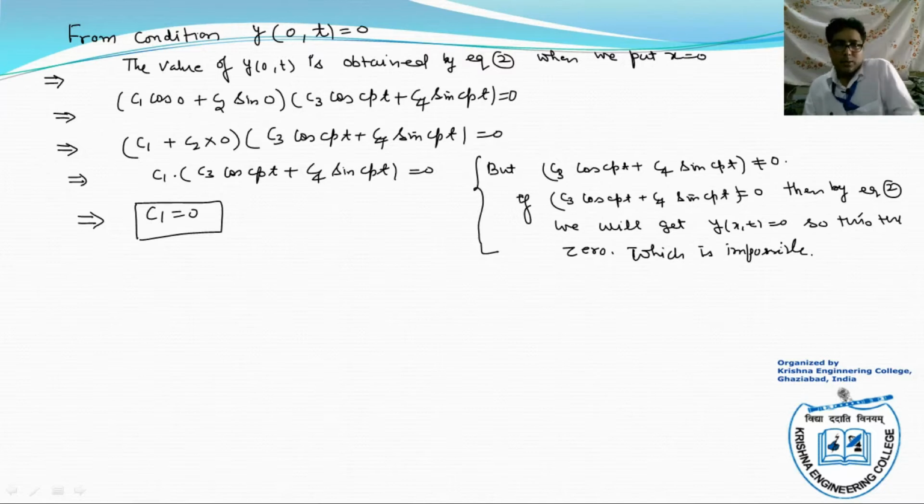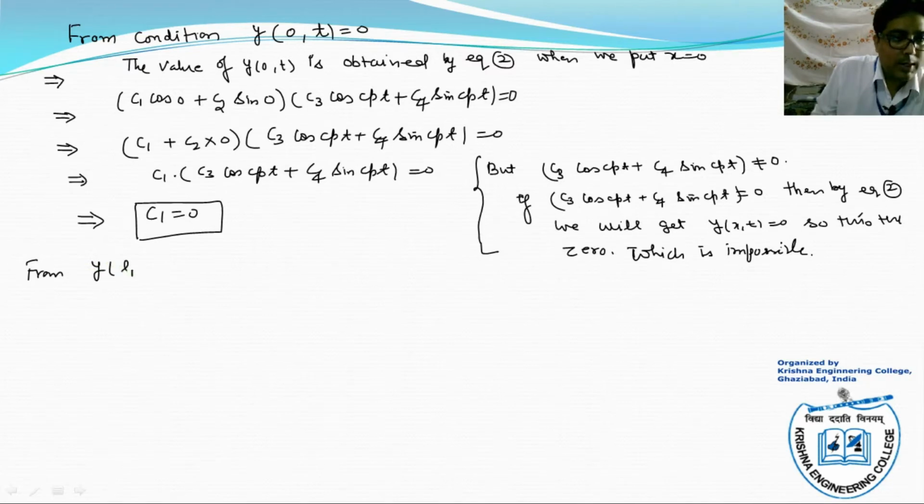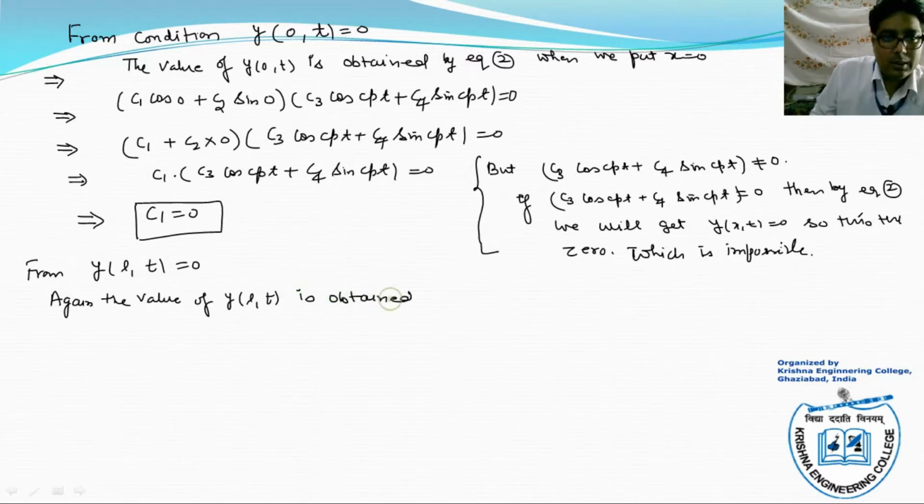Again, now using the second boundary condition, now from y L comma t is equal to 0, again the value of y L comma t is obtained by equation second when x is equal to L.